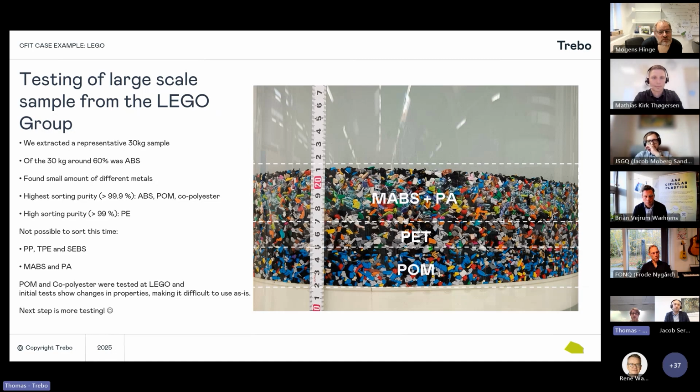At the moment, we were not able to sort out the PP, TPE, SEBS, MABS, and PA due to the very, very tiny density differences on these materials. The POM and copolyester were tested at Lego's site, and the initial tests that we have performed show some changes in properties, so that Lego is not able to use it directly. But the next step would be to do some more tests. There are so many things you could do. Instead of making it 100% recycled, you could add a bit of virgin material. Drying of the materials is also very important. We have a lot of different things that we have to work on further. So yeah, more testing is needed.